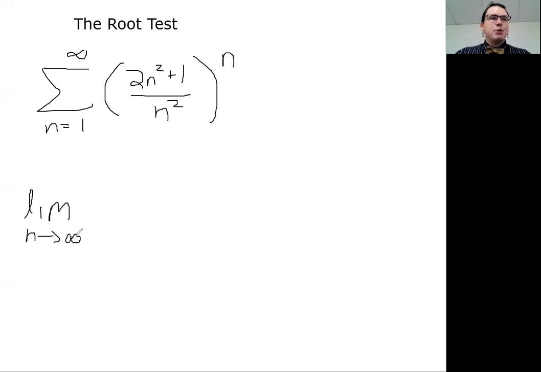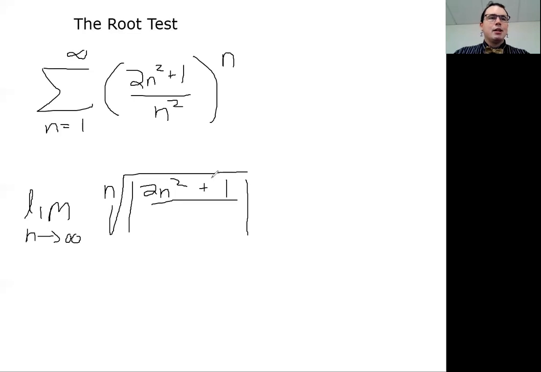In the limit, n will be going to infinity. And the formula that I use for this limit, I'll take the nth root of the absolute value of my sum end formula. So nth root of the absolute value of 2n squared plus 1, all divided by n squared. Sorry about the mouse handwriting.